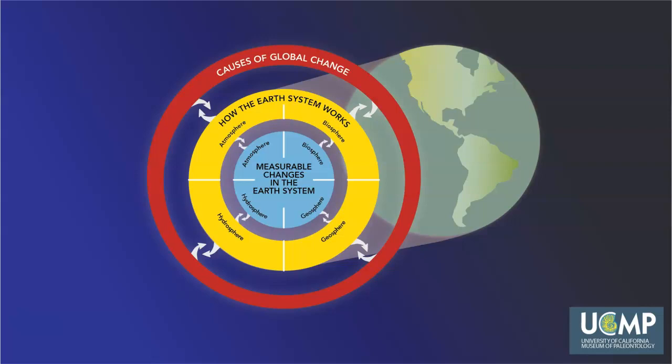And so in our infographic, we've talked about the red ring on the outside, what causes global change. In part 1, we talked about how the Earth system actually works. That's the yellow ring. And now we're focusing on the middle, the blue portion.